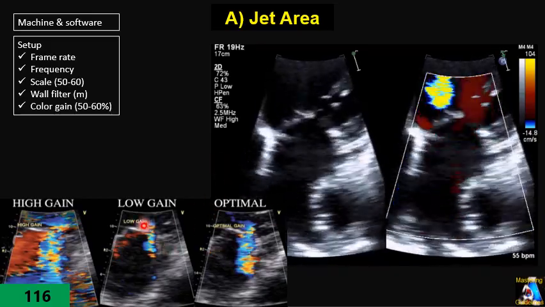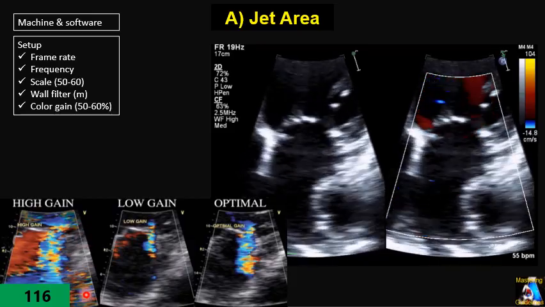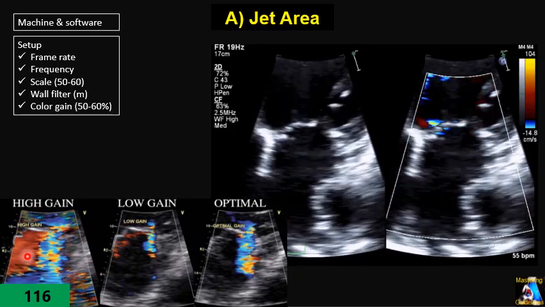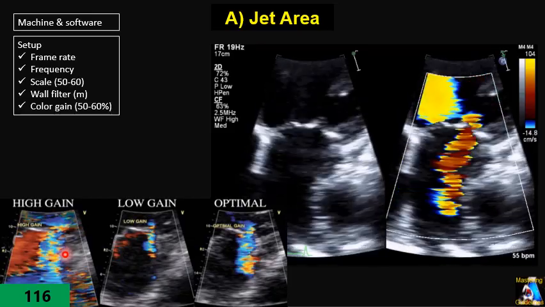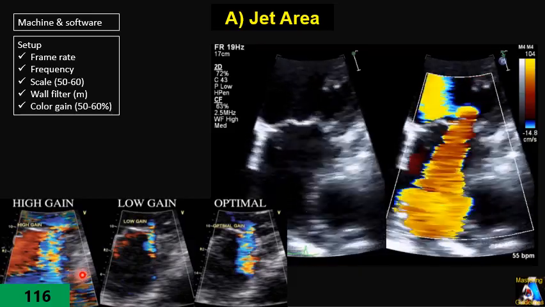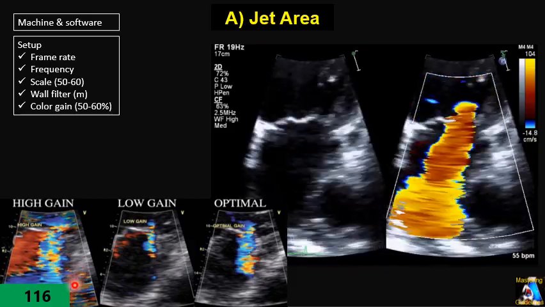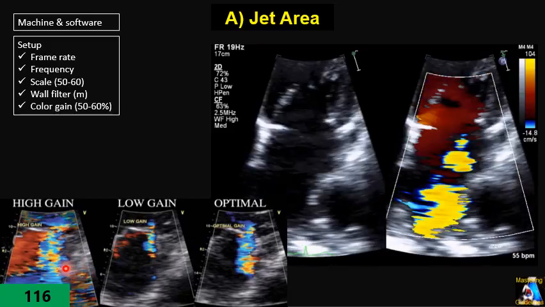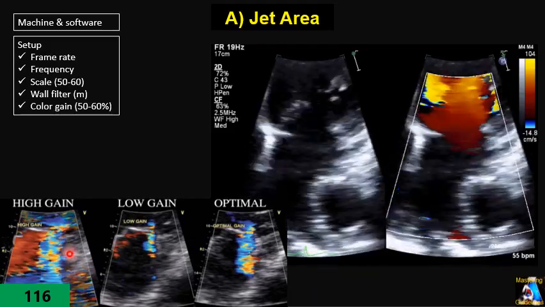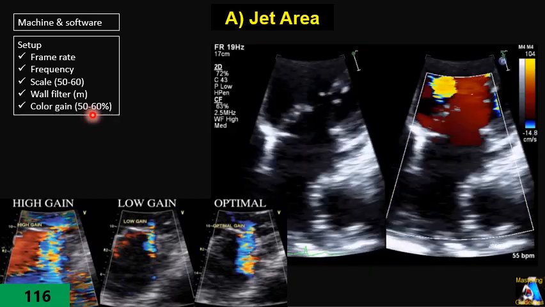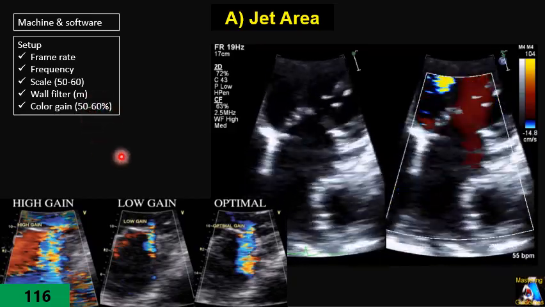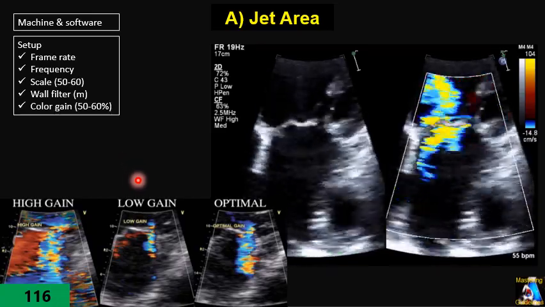You crank up and increase the gain until blooming starts to show up, where you can see a spot going beyond the area. This should be blood, and other tissue shouldn't have any color. When you see blooming, then decrease the gain until the blooming disappears. That is the best technique for setting up color gain. Usually a color gain of around 50 to 60% will be the best optimization.